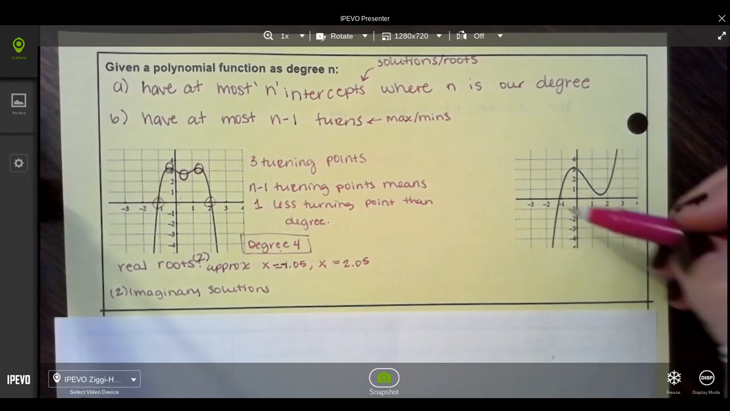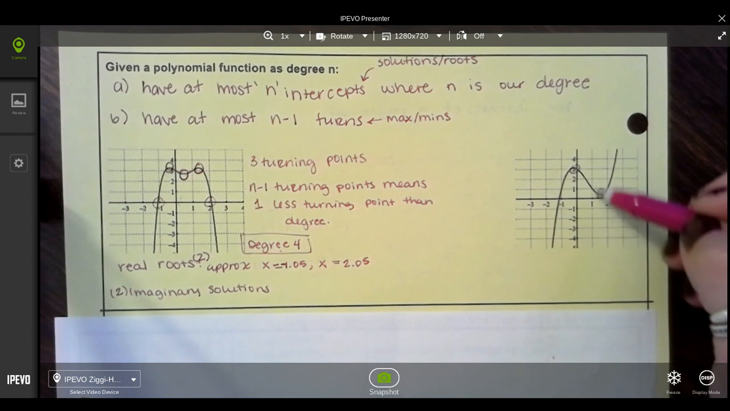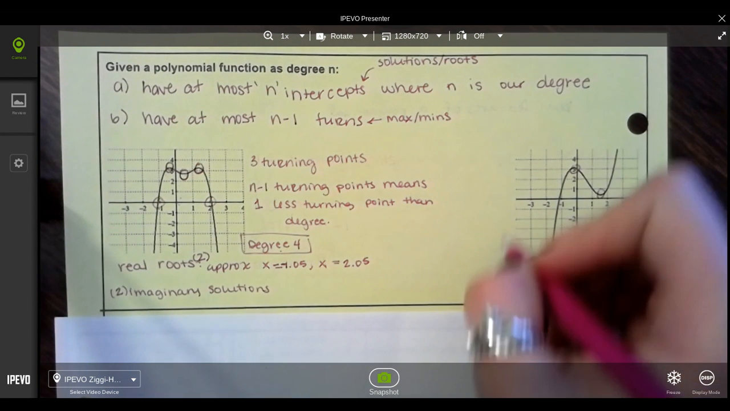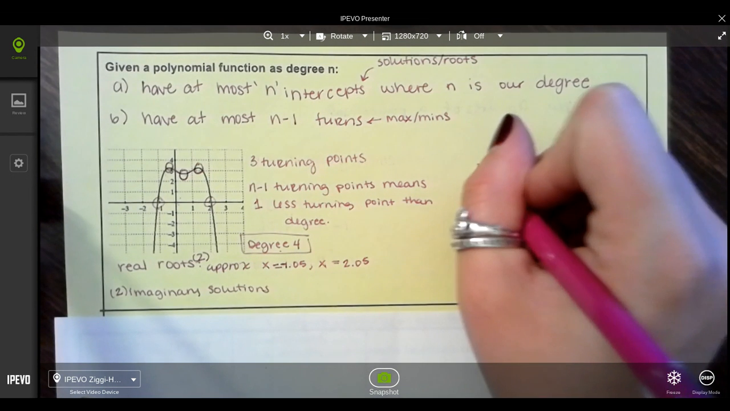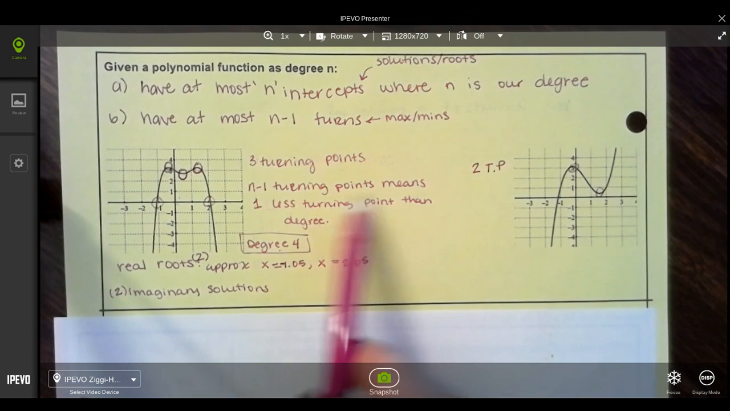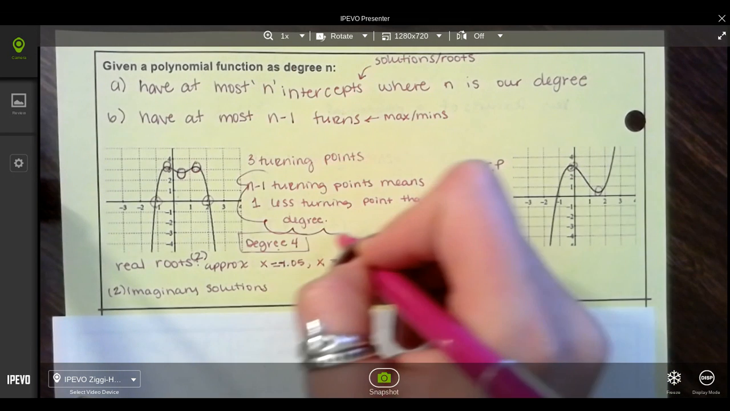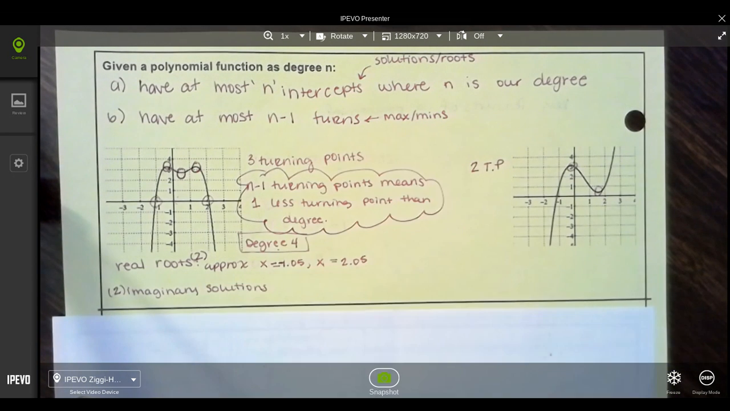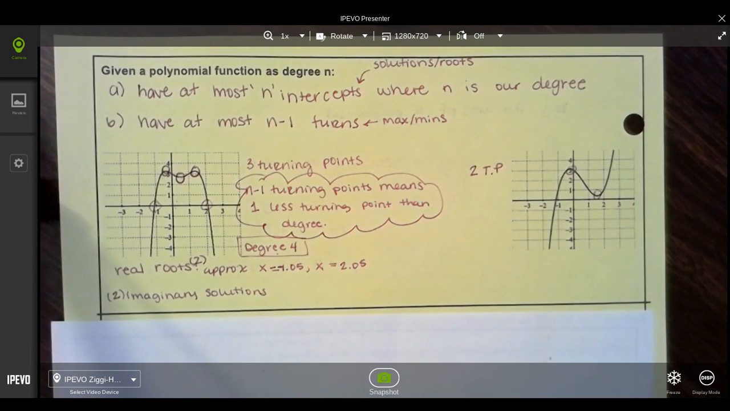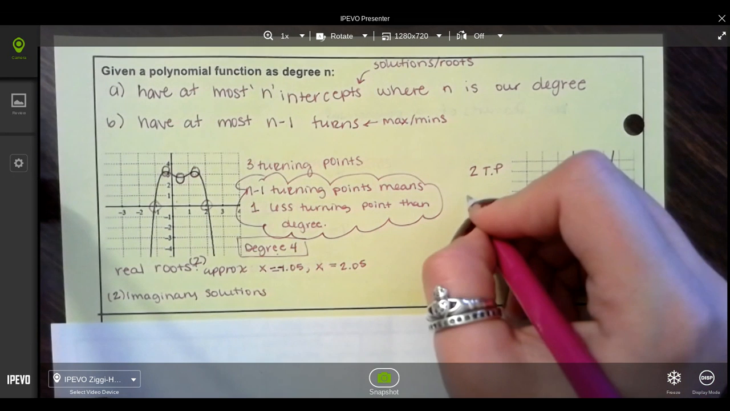So let's look at this one. How many turning points do I have? I've turned once, I've turned twice. I have 2 turning points. And let's make this a big thing to remember: n minus 1 turning points is 1 less turning point than degree. That means I'm going to have a degree 3.